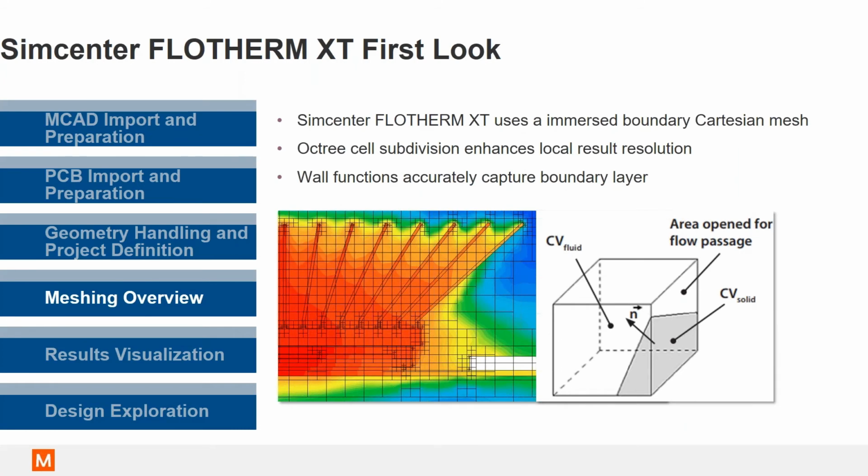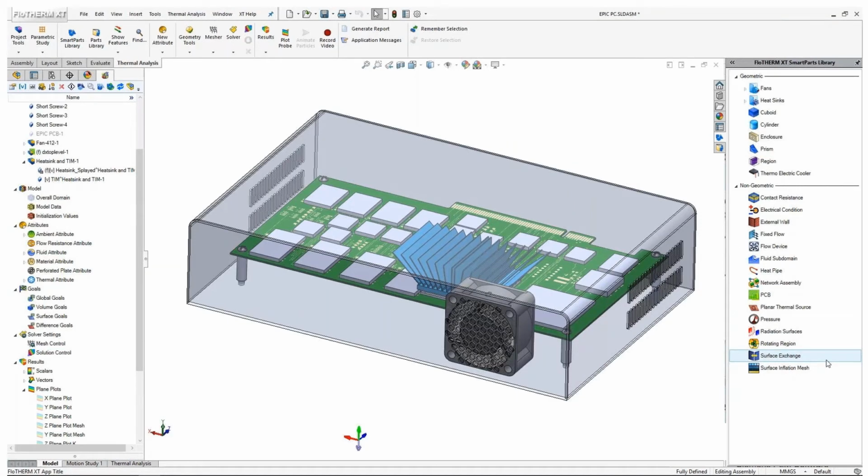Hopping on to the next section, Simcenter Flotherm XT uses an immersed boundary Cartesian mesh for discretizing the domain into solid and fluid cells. The octree cell subdivision enhances the local result resolution, and the wall functions help us accurately capture the boundary layer using smart cells. We will have a detailed explanation of all of this.